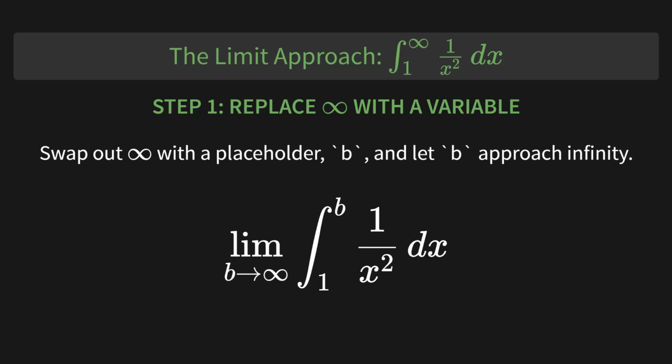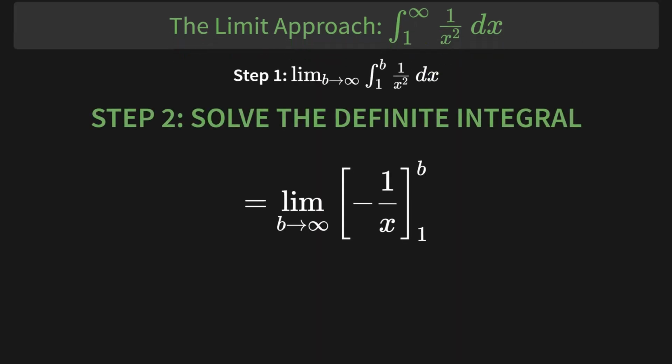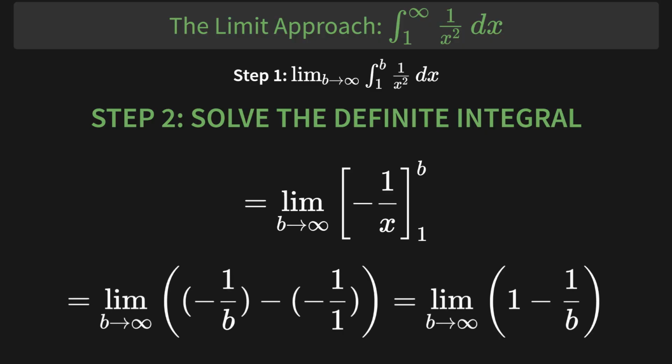Easy enough. Step 2. Solve the definite integral. So we focus on the integral part. We take the limit as b approaches infinity of, well, the antiderivative of 1 over x squared, which is negative 1 over x. We evaluate that from 1 to b. Plugging in the limits gives us the limit as b approaches infinity of negative 1 over b minus negative 1 over 1, which simplifies to the limit as b approaches infinity of 1 minus 1 over b.